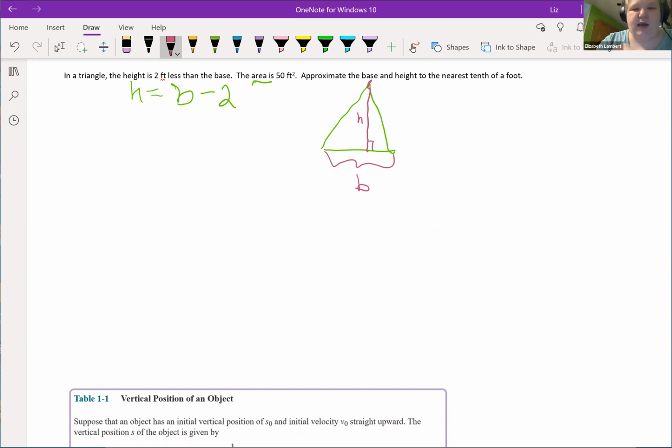All right, so area. What is our area formula for a triangle? And I just kind of said it in talking about my weird example. It's the same as it would be for the rectangle, but divided by 2. Base times height divided by 2. All right. But we know the area itself is 50 feet squared. So instead of the big A, I can put 50.